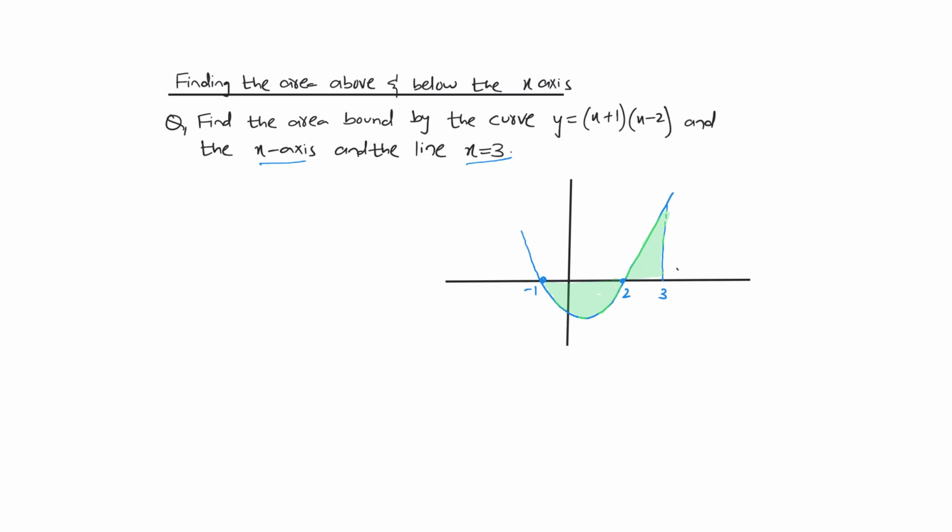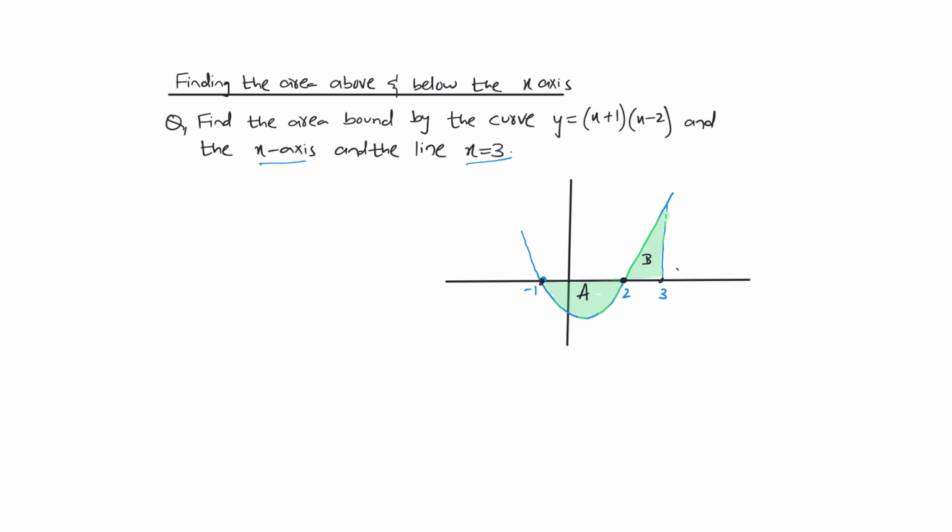Now for such questions, you need to do the integration in 2 steps. First of all, you will integrate the function from -1 to 2, with the lower limit as -1 and the upper limit as 2, and then you will integrate the function from 2 to 3. Let me call this region A and this region B, but the integration of the function would really be the same.